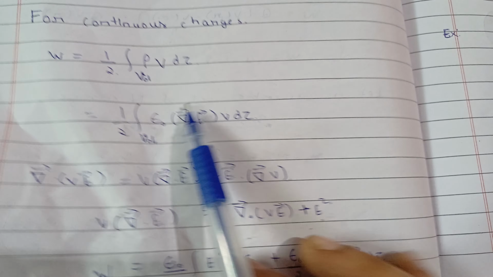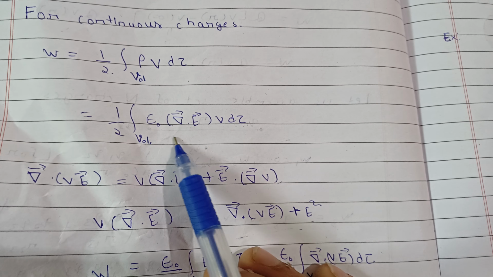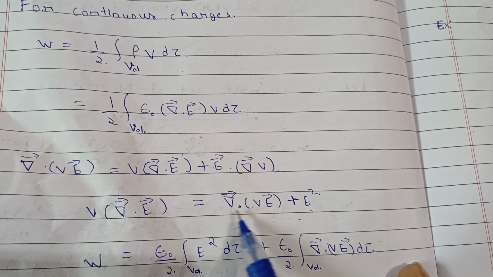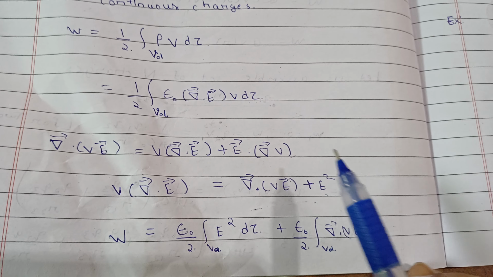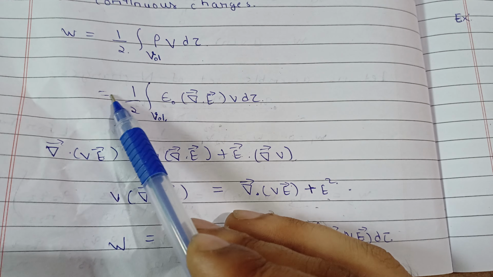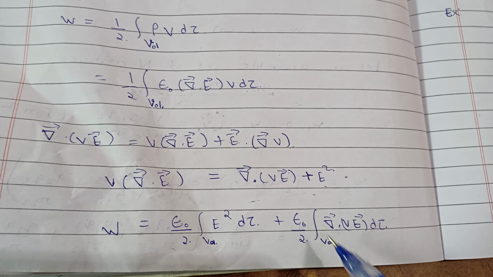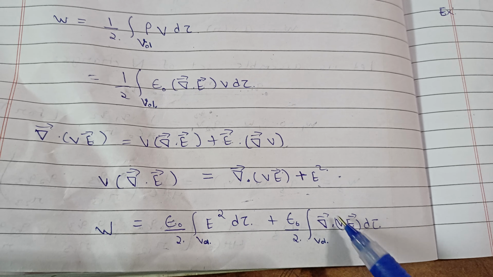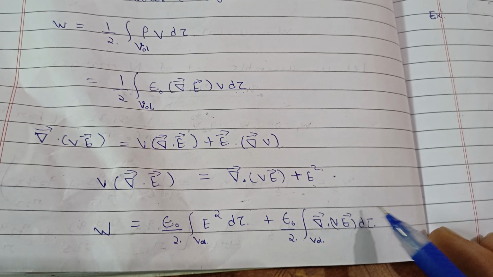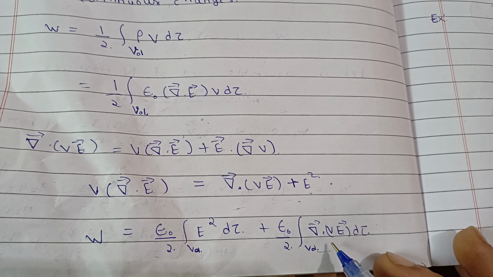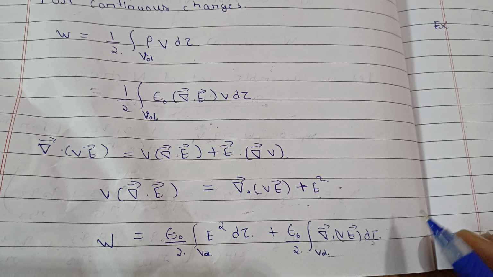So in place of this, we need V del dot E, so we can write del dot (V E) plus E squared. We take epsilon outside because it is constant, so epsilon by 2. Now we have the volume integral of E squared, and epsilon by 2 times the integral of del dot (V E) d tau. Now we will use the divergence theorem.